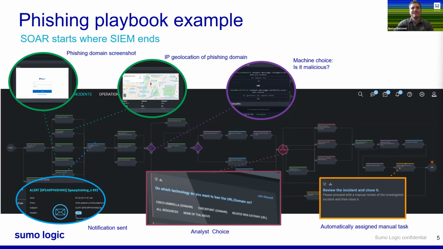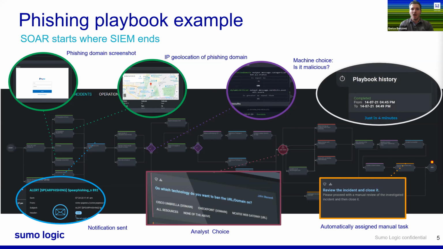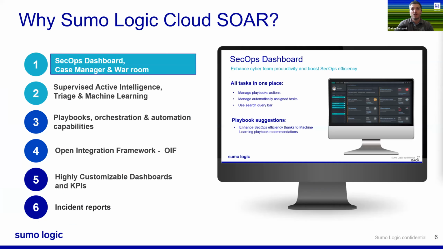So you can see that in the overall number of actions you have to perform for just one alert, just two tasks have to be managed by the human, and it's very easy for the analyst to make a decision because every detail is collected in the war room. That is another feature that we have.